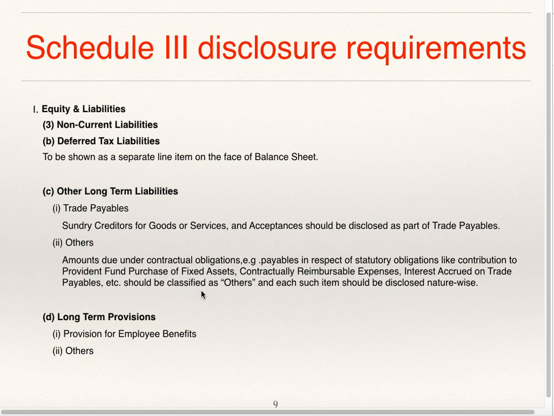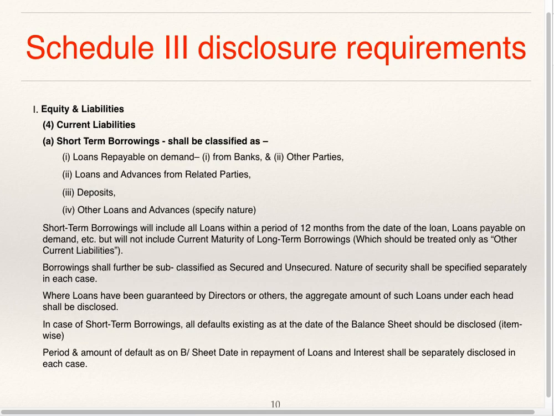Now, under non-current liabilities, the fourth one is long-term provisions. Below that, provision for employee benefits and others are the subheads. Under equity and liabilities, the fourth subhead is current liabilities. Under current liabilities, the first subhead is short-term borrowings.